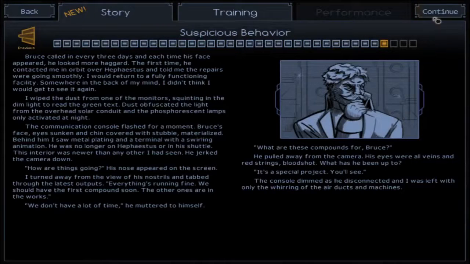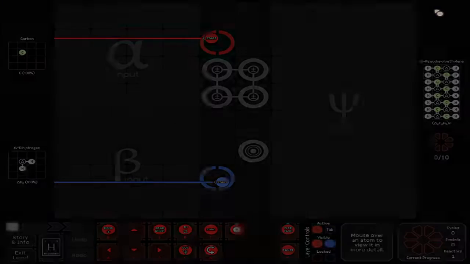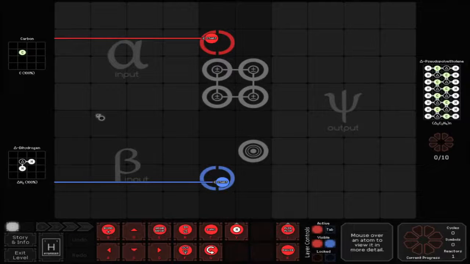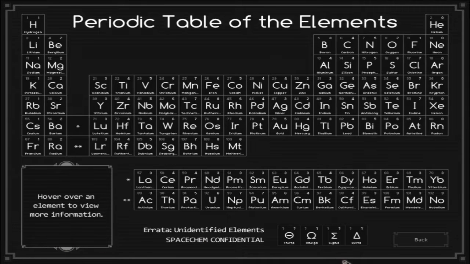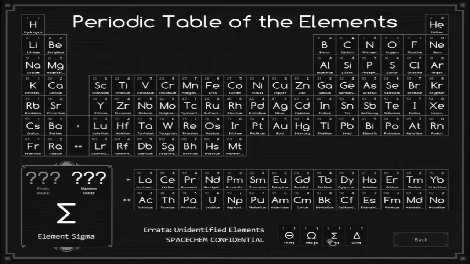Suspicious behavior. Another one. Our story page. Yep, there they are. See this little guy? Element Delta. This is a fictional atom, or element. We do not know its atomic number. We do not know how many bonds it can make, at maximum. We just have to look at the diagrams and figure out for ourselves. And in fact, if we look it up on the periodic table, it's got 3 other friends.